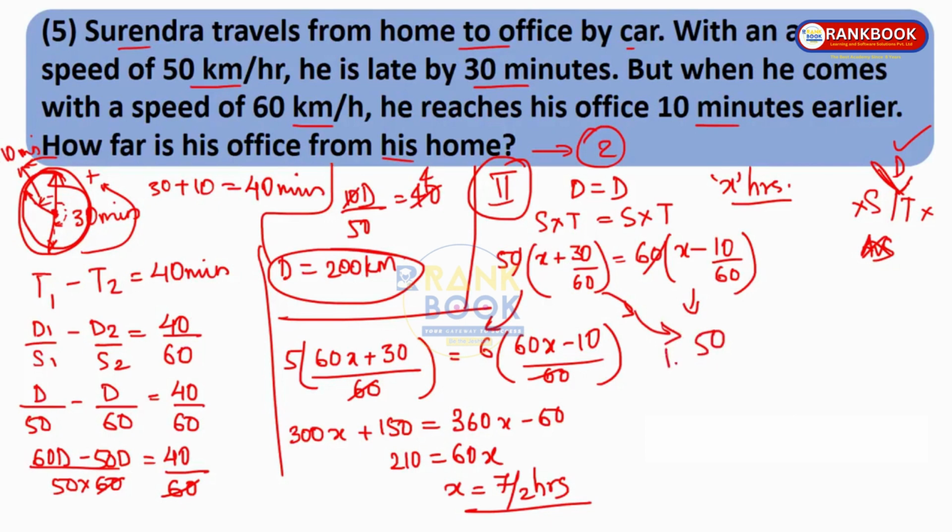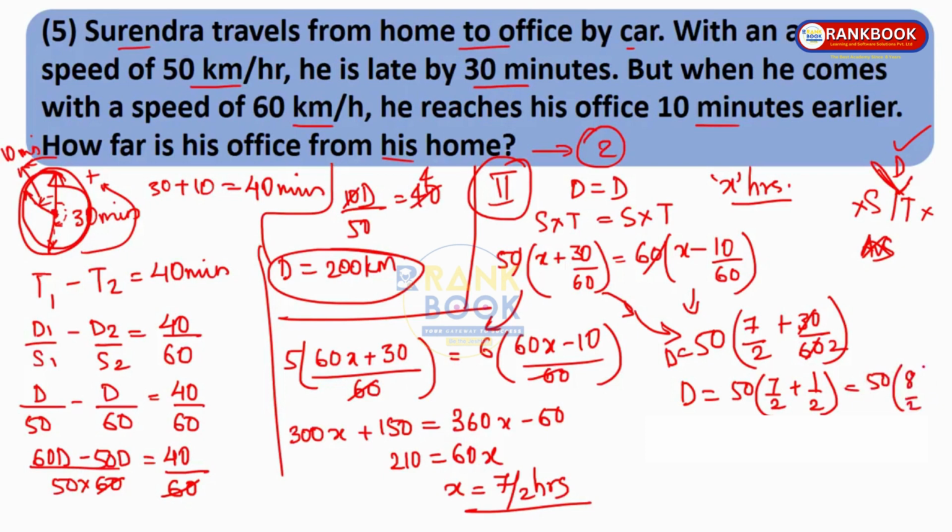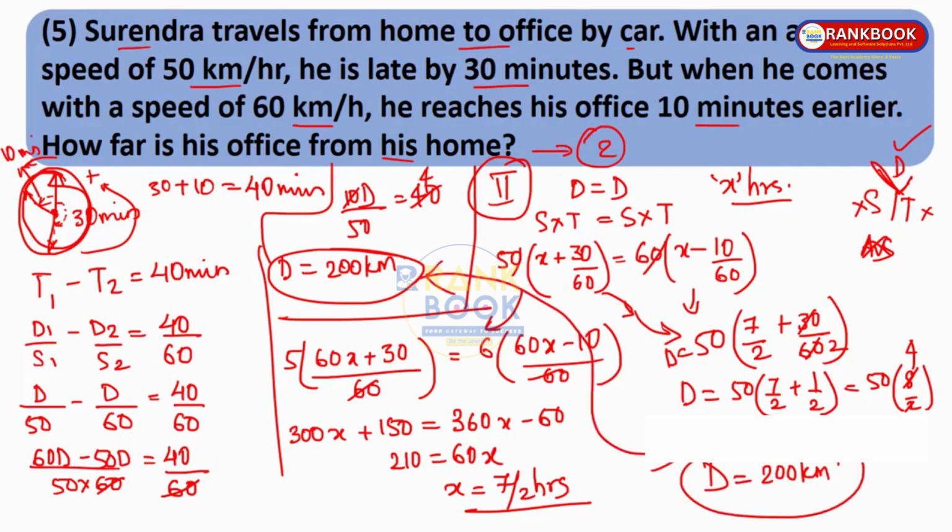Distance D is nothing but 50, the speed, into time taken, 7 by 2 hours plus 30 upon 60, right? So distance would be 50 into 7 by 2 plus 1 by 2. That is 50 into 8 by 2, which is 4, so 50 into 4. So D would be equal to again 200 kilometers. So you saw, you got the same answer over here and here. You can go by any method, but for this sum I would suggest go by the first method.